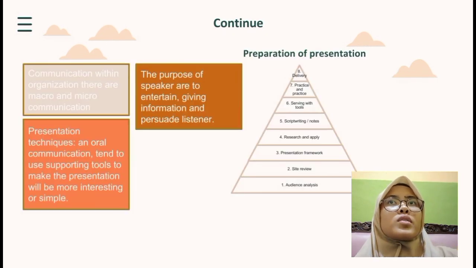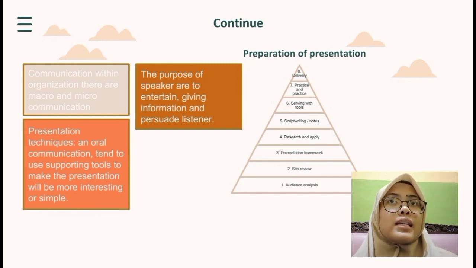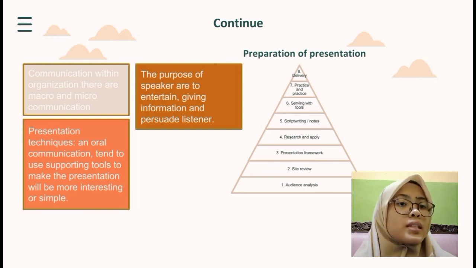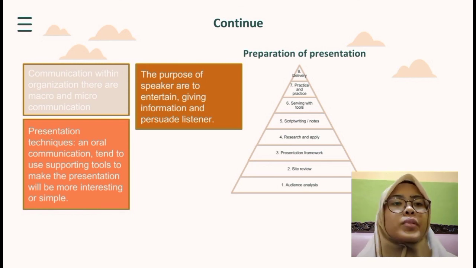Now let's take a look at the next slide. Communication within organization. There are macro and micro communication. Afterwards, for presentation techniques, oral communication tends to use supporting tools to make the presentation more interesting or simple. And there are purposes of speakers such as to entertain, give information, and persuade the listener.